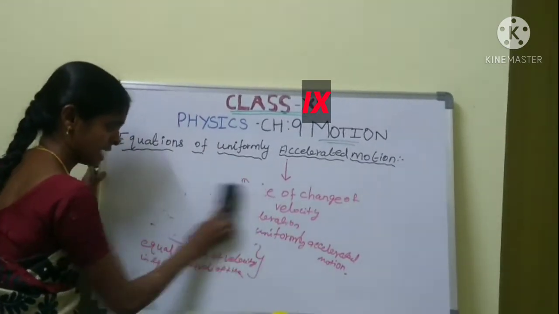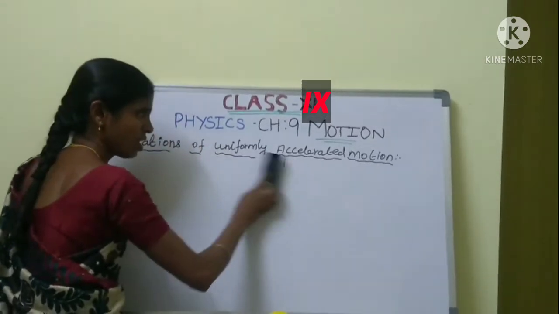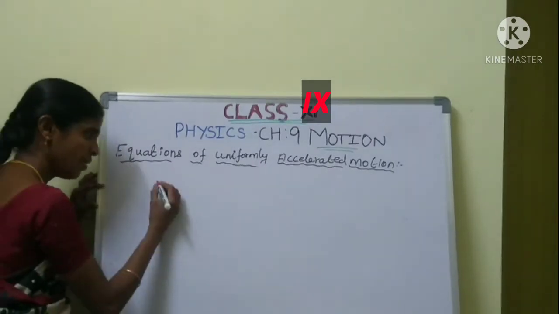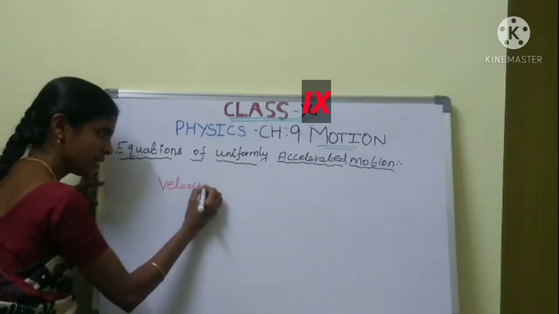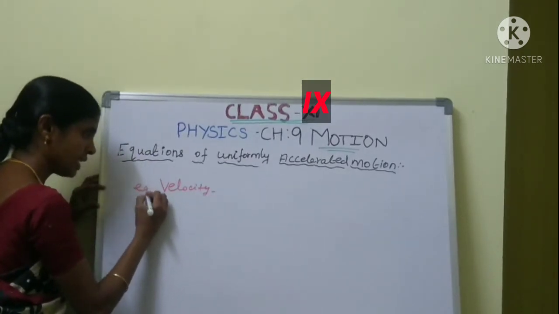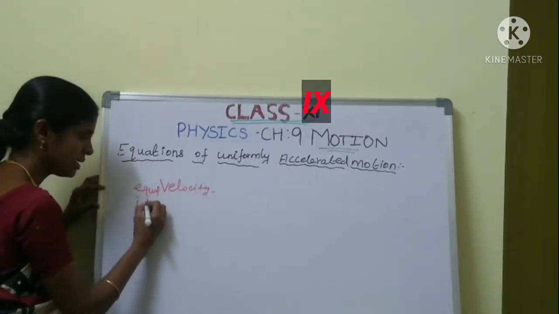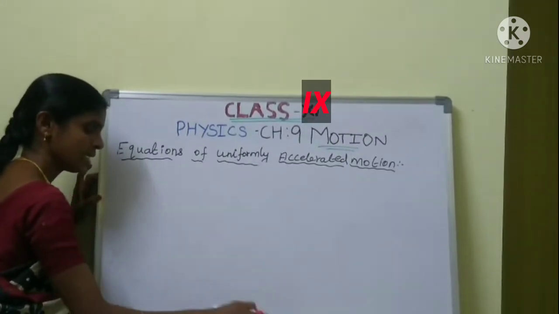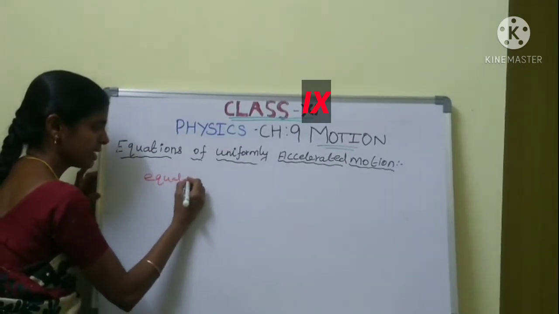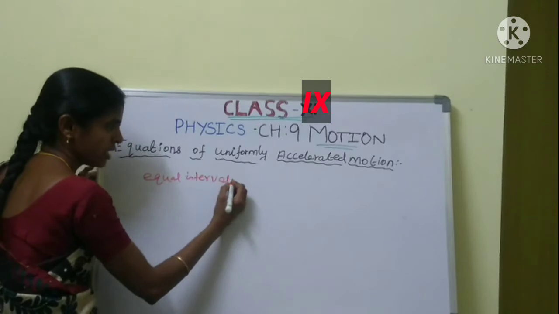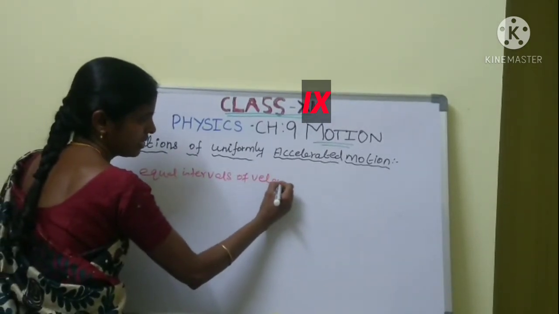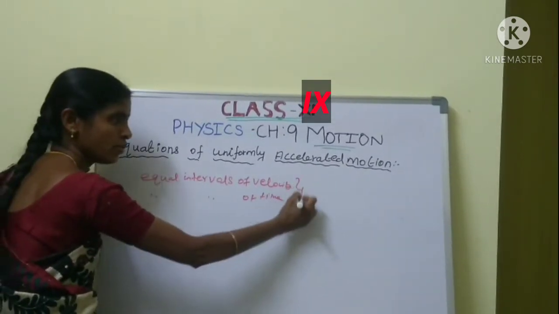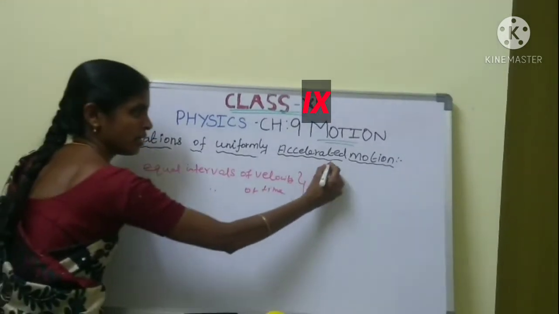What are the three equations? Are you clear about uniformly accelerated motion, students? What is uniformly accelerated motion? Equal intervals of velocity, equal intervals of time. That is called uniformly accelerated motion.